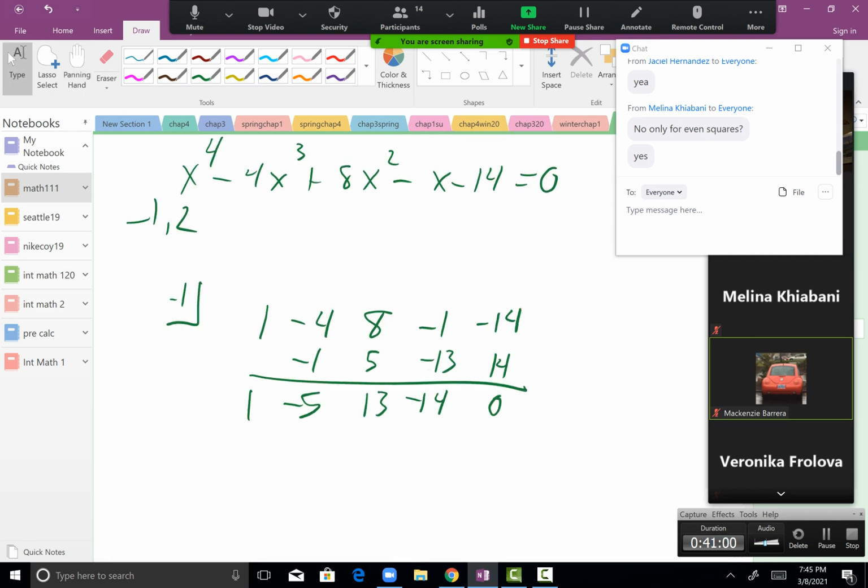Okay. So now let's think about this. All right? We've divided by -1, so we've reduced this down 1 degree. So what is this now? What degree is that going to be? 3rd degree. Right. And we can't solve a 3rd degree. But the good news is we have another x-intercept. So we can go like this with the 3rd degree.